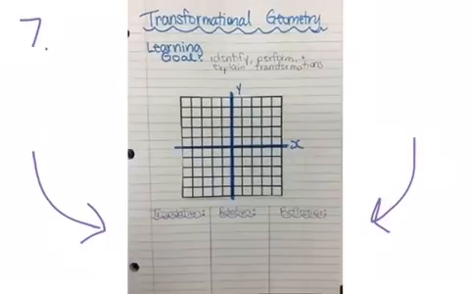Okay. Now what you're going to do is, along the bottom, create a little 3-column chart down here: column 1, column 2, column 3, and you're going to give them the headings of translation, rotation, and reflection.